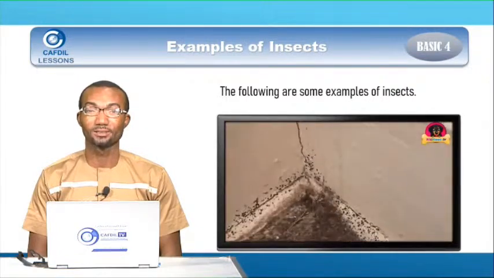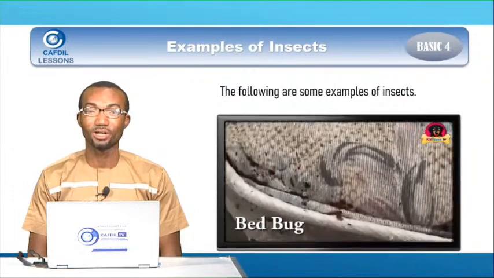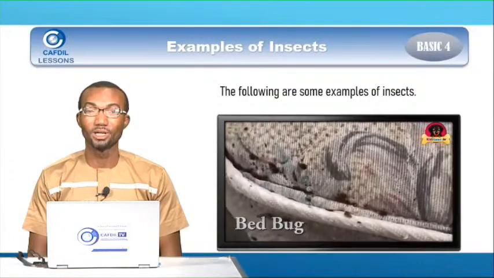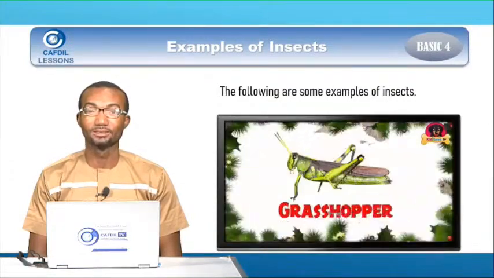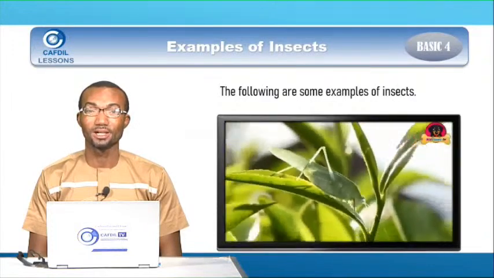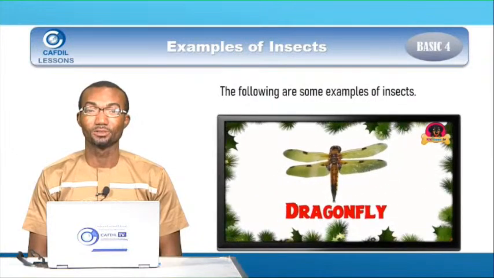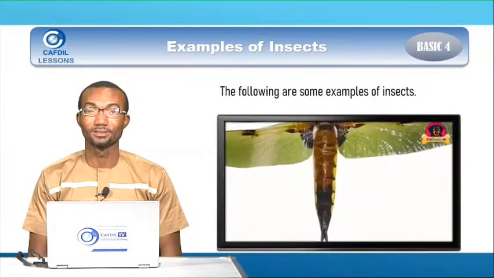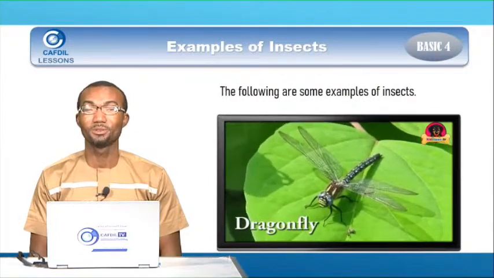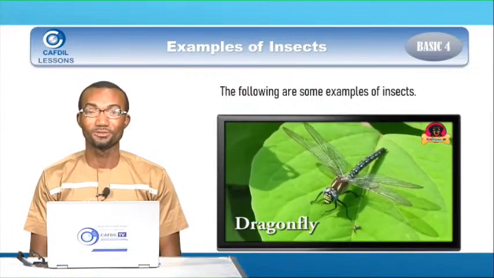You have bed bugs. They are normally found in our mattresses or beds, our bed sheets. They are very tiny and they suck your blood. The next one is grasshopper. Also we have the dragonfly. I believe you have come across all these examples of insects before.